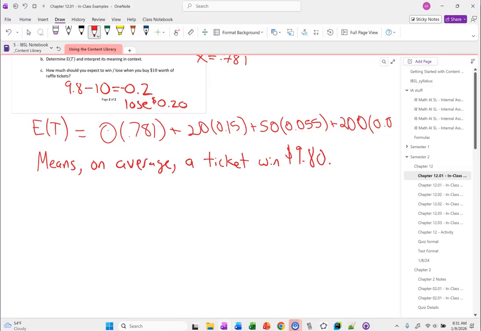So if you do this expected value calculation for any casino game, you're always going to get a negative difference. It's going to cost more than the expected value to win. That's why casinos never go out of business unless they're run by Donald Trump. Managed to bankrupt a casino.